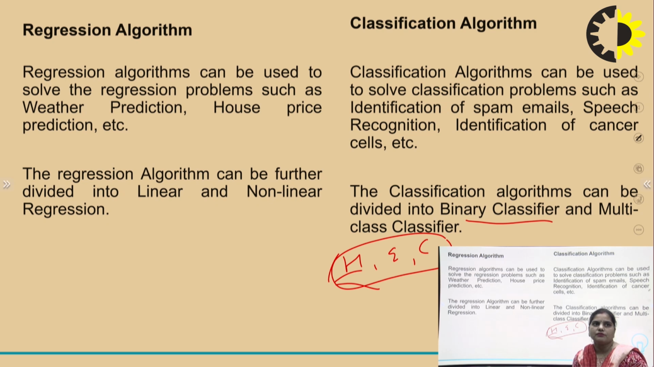What about classification? It can have problems just like identification of spam emails, speech recognition, identification of cancer cells, secondary structure prediction, okay, secondary structure label classification. So these are the basic examples. A regression algorithm can be divided into linear and non-linear regression, and classification can be divided into binary or multi-class classifiers. So this is the basic difference between regression and classification algorithms.